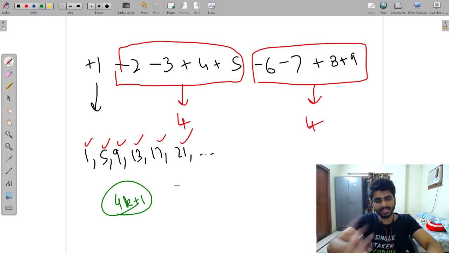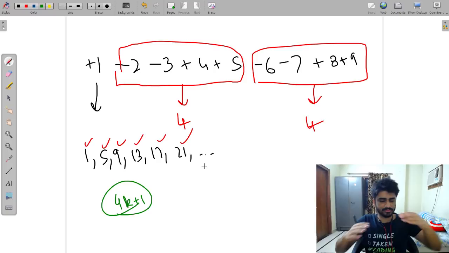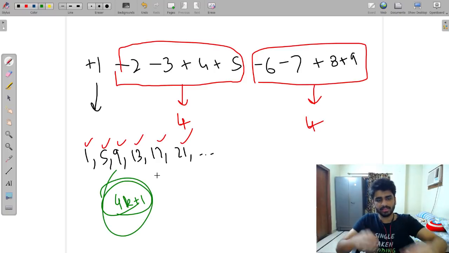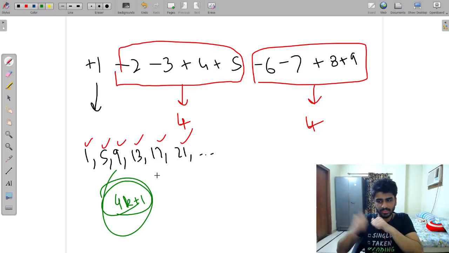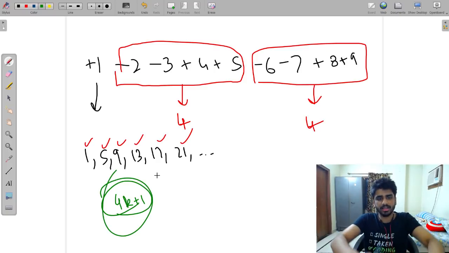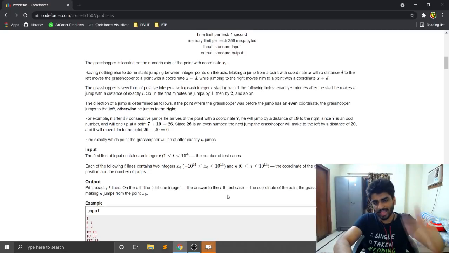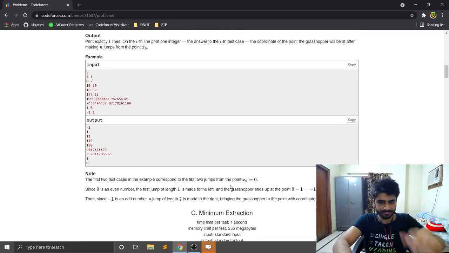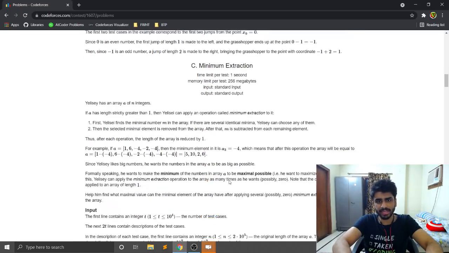So this is kind of like an O(1) algorithm, and this way in just constant time we can find out whatever is the answer. And this 4k plus 1, whether we have to go in the left direction or in the right direction, will depend on whether this x naught is even or odd. So, yeah, that's how we work with that.